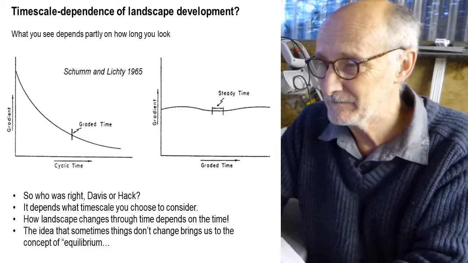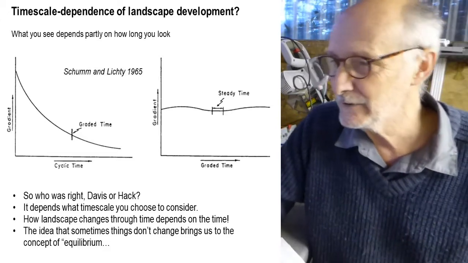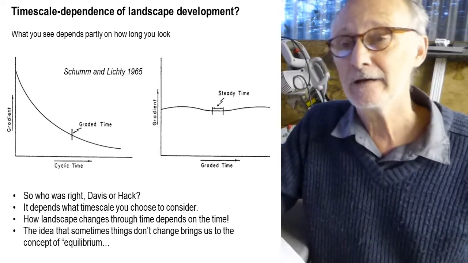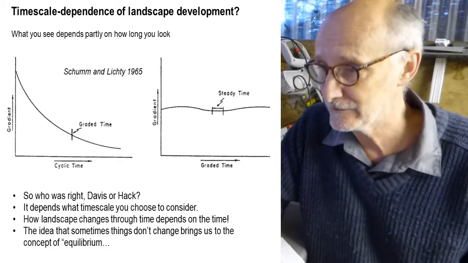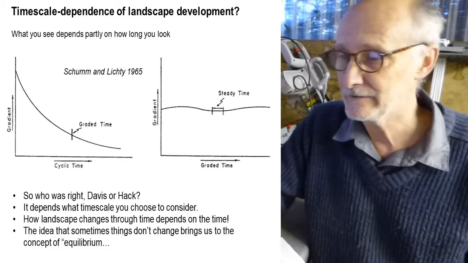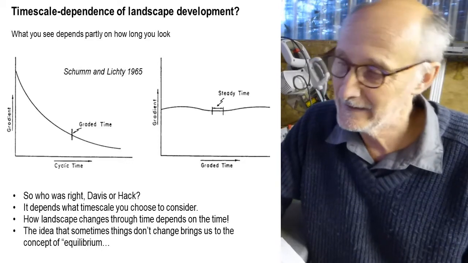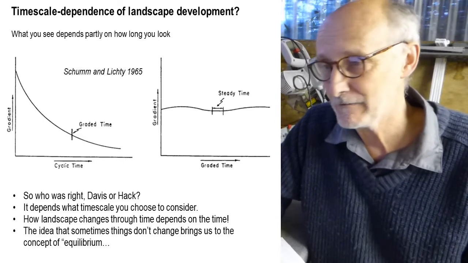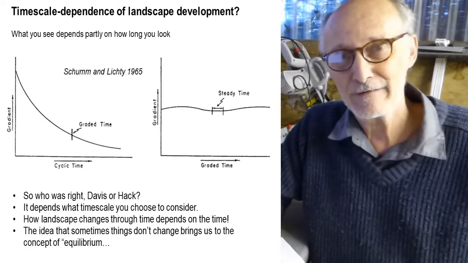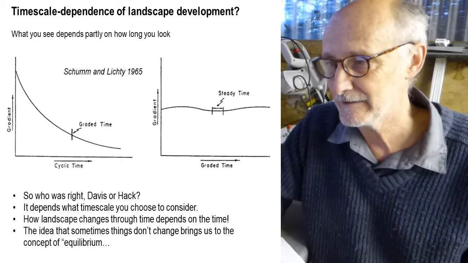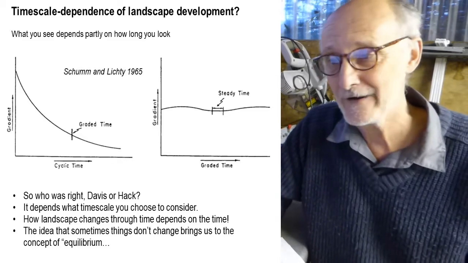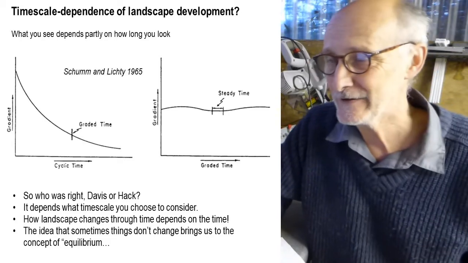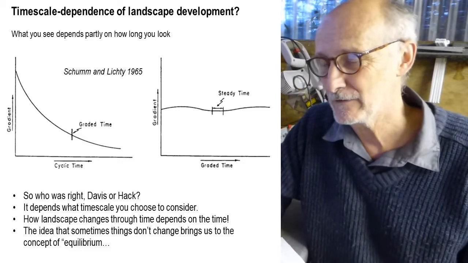And we've talked about these graphs previously, but Schumm and Lichty in 1965 talked about different scales of time in geomorphology or in physical geography, and they referred to the longest period of time as being cyclic time. On that left-hand graph there, over cyclic time, gradient gradually decreases over the course of time. You can see the landscape changing on that cyclic time scale, and it's changing in a very clear direction, a bit like Davis said: over cyclic time, there's a gradual decrease in the gradient.